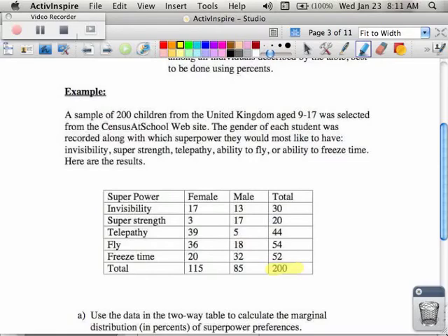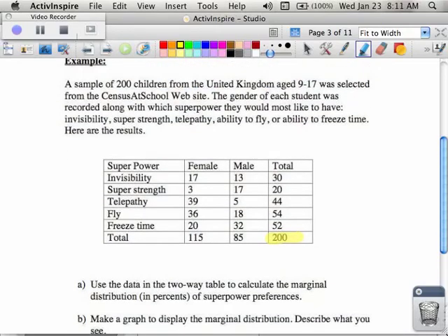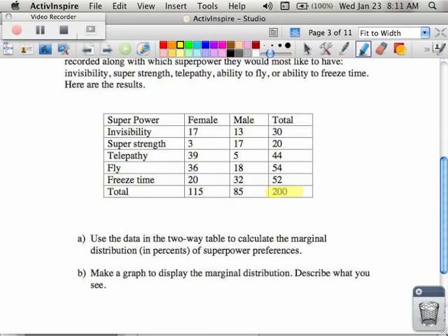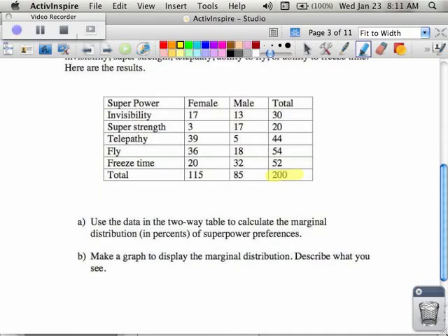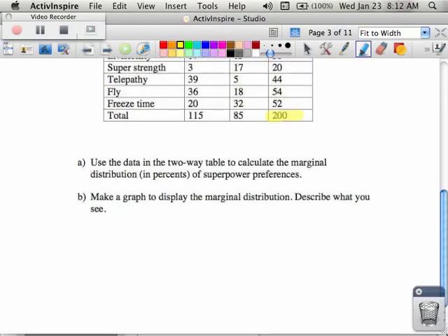Let's look at an example. Those are oftentimes the best way to figure these things out. So 200 children from the UK between 9 and 17 were selected at a website. The gender was recorded, along with the superpower that they would most likely want to have. Invisibility, super strength, telepathy, flying, freeze time, and here are the results. Again, I'm going to label when I make my table. So we're going to use the data in a two-way table and calculate the marginal distribution in percentages of these superpowers and make a graph to display it. We're going to do both.